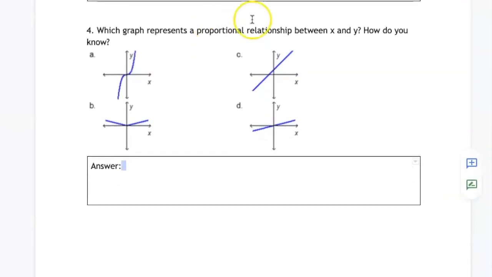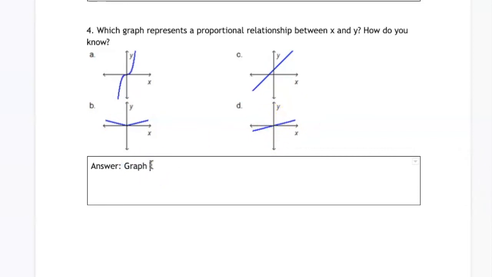Okay, which graph represents a proportional relationship between x and y? How do you know? Well, A is not straight, so that's not it. C does not go through 0, 0, so that's not it. B is not a completely straight line. This is actually an absolute value graph. And so that is not a proportional relationship. And D is a straight line going up through 0. So that is the only one.